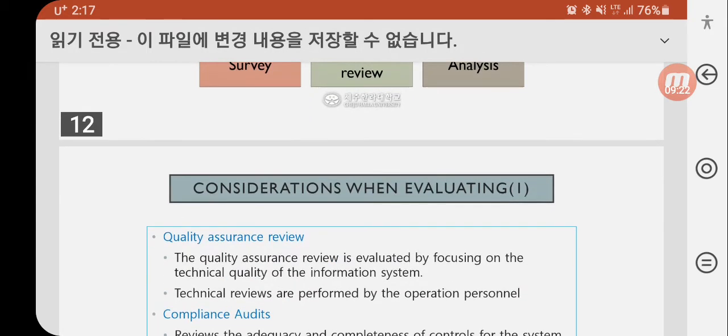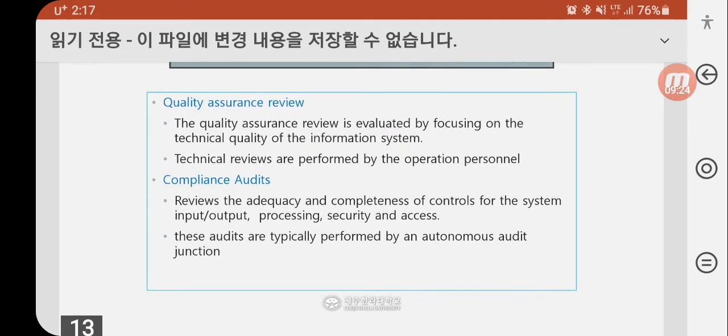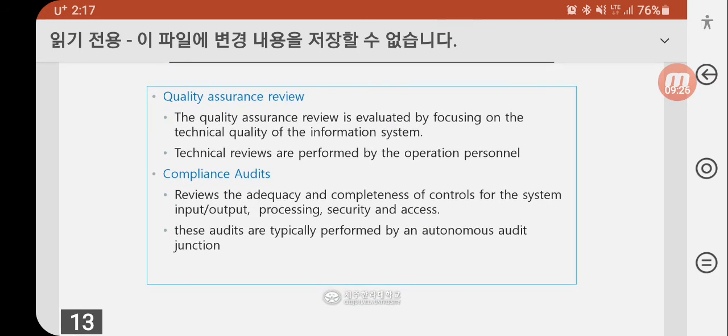Quality assurance review is evaluated by focusing on the technical quality of the information system. For example, data transfer rate and storage capacity or CPU capacity. Technical reviews are performed by the operational personnel.